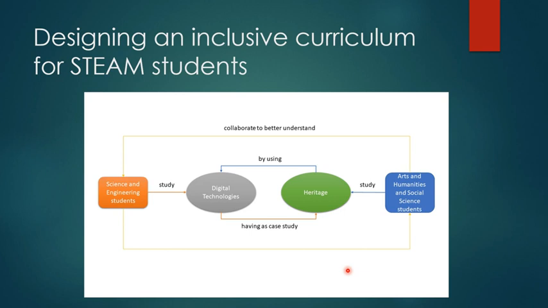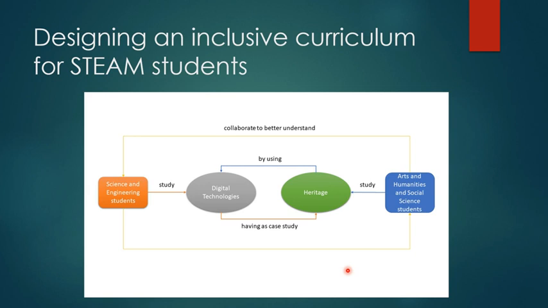So, with that in mind, focusing on STEAM students, basically STEM students including arts, our approach is bidirectional. So, at the center, we have heritage and we have digital technologies, all defining and being part of the new museology.